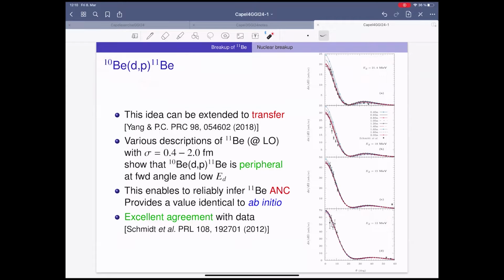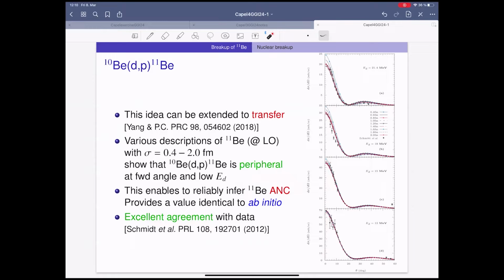And what we see is that taking that into account with a spectroscopic factor equal to 1, so there is no spectroscopic factor here, we have the beryllium-11 ANC in agreement with the calculation of Calci and collaborators. We also reproduce the data at all energies. So this is a very nice achievement.